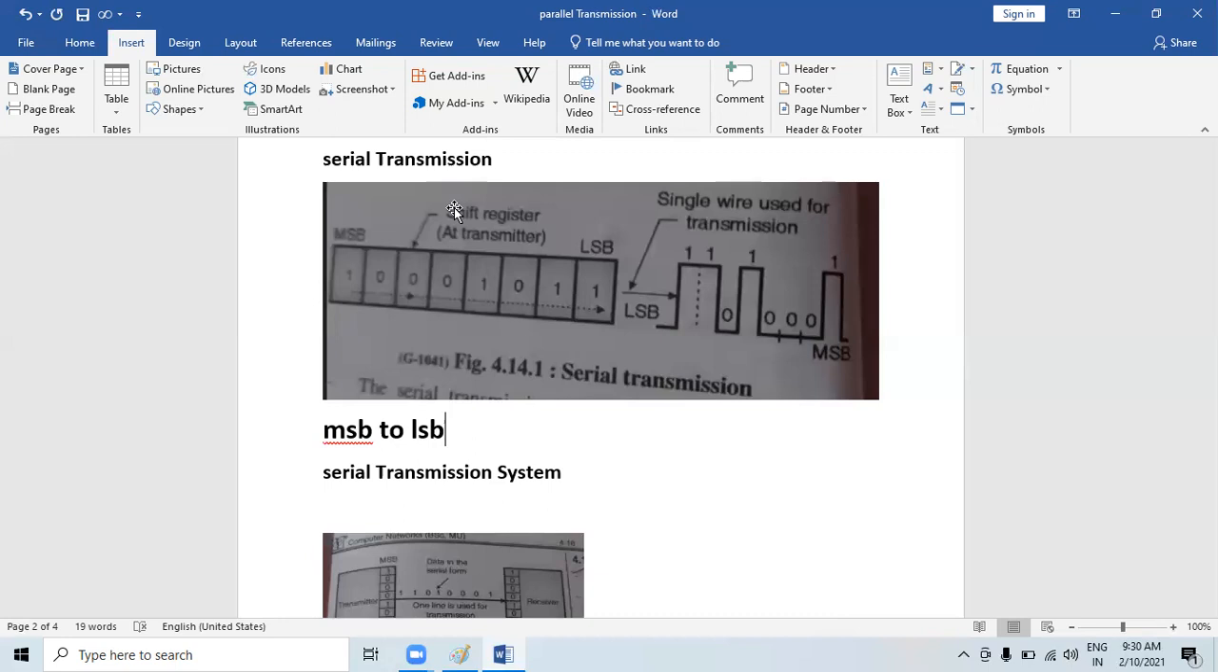For serial transmission, only one wire is needed between the transmitter and receiver. Hence, serial transmission is preferred for long distance data communication. This is the advantage of serial transmission over parallel transmission. What advantage here? It is suited to long distance data communication, right?